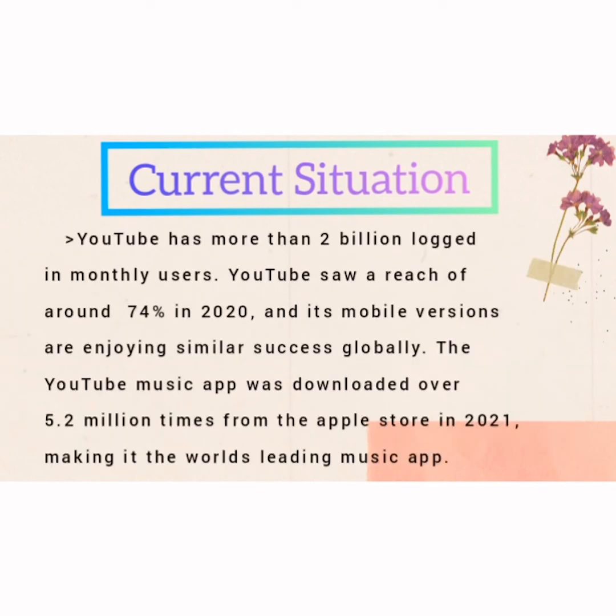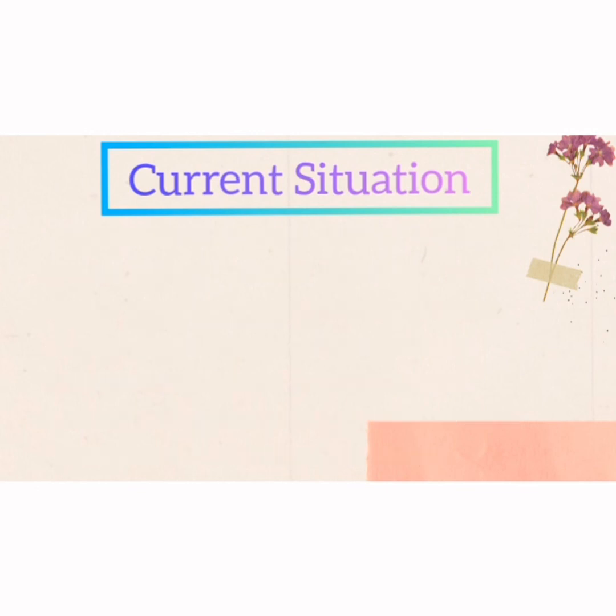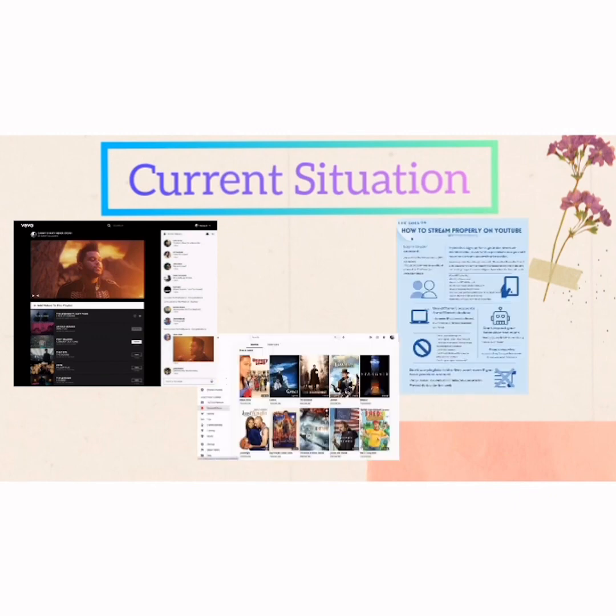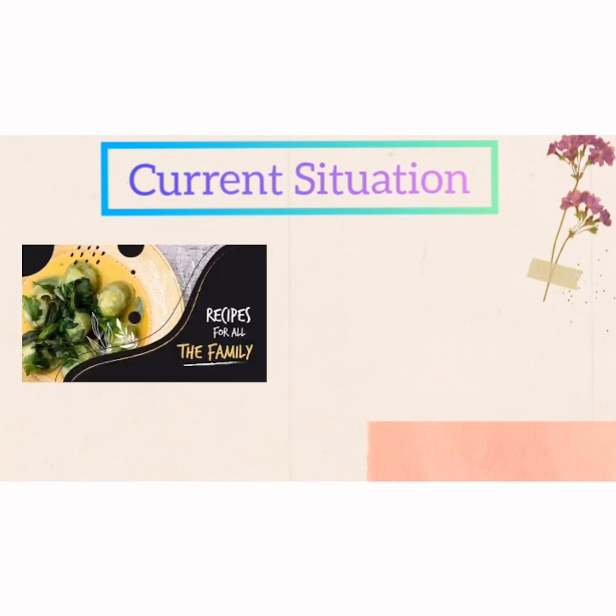YouTube has more than 2 billion logged-in monthly users. YouTube saw a reach of around 74% in 2020, and its mobile version is enjoying similar success globally. The YouTube Music app was downloaded over 5.2 million times from the Apple App Store in 2021, making it the world's leading music app. For many young people like us, we use YouTube to watch music videos, comedy shows, how-to guides, recipes, hacks, and more.